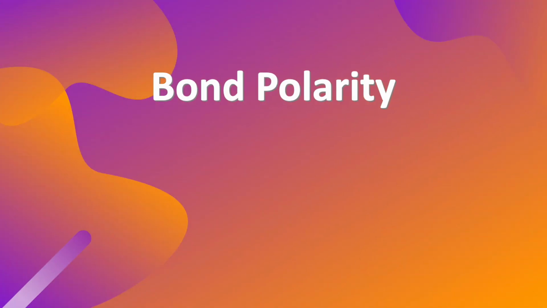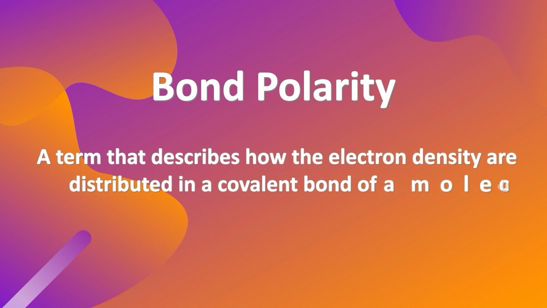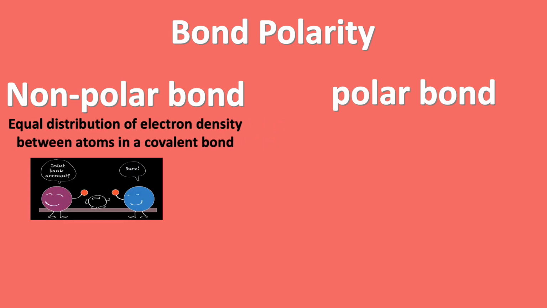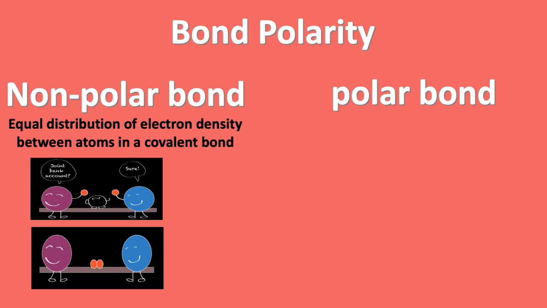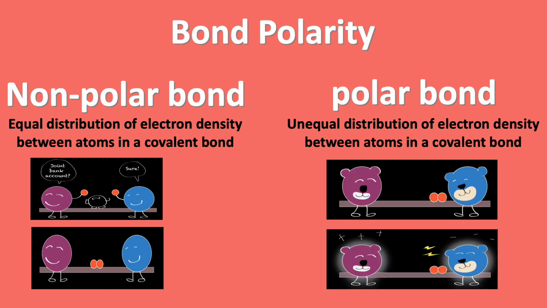By definition, bond polarity is a term that describes how the electron density is distributed in a covalent bond of a molecule. There are two types of bond polarity. One is called a nonpolar bond and the other is a polar bond. A nonpolar bond is formed when there is equal distribution of electron density between atoms in a covalent bond, while a polar bond is formed when there is unequal distribution of electron density between atoms in a covalent bond.